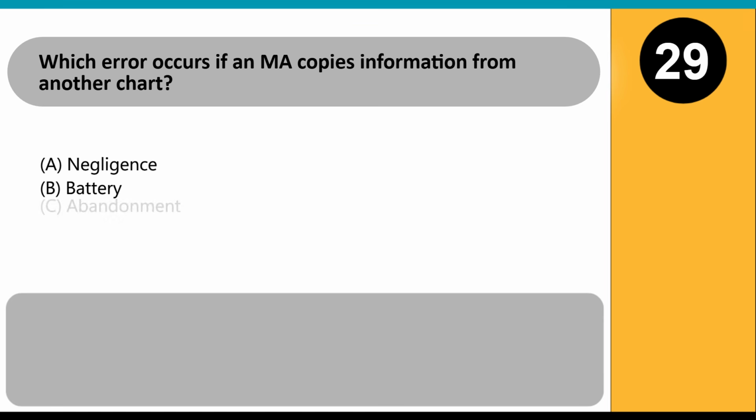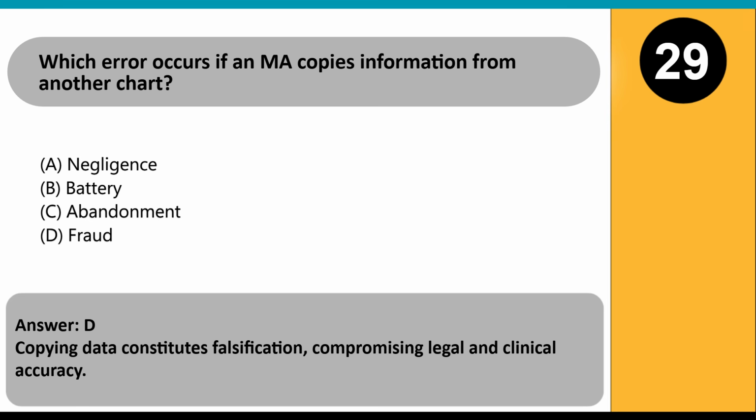Which error occurs if an MA copies information from another chart? A. Negligence. B. Battery. C. Abandonment. D. Fraud. Answer: D. Copying data constitutes falsification, compromising legal and clinical accuracy.